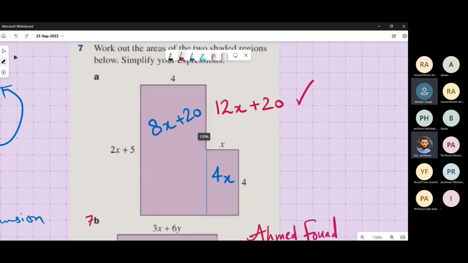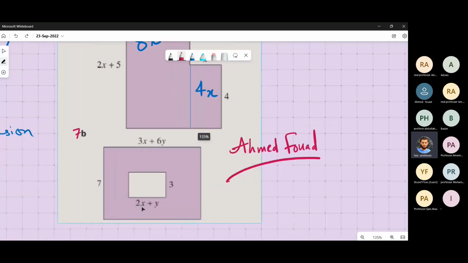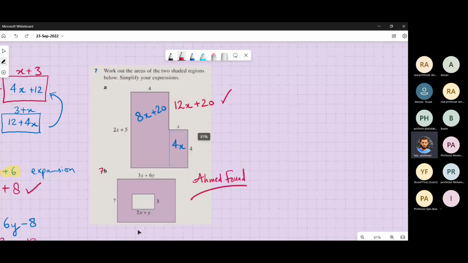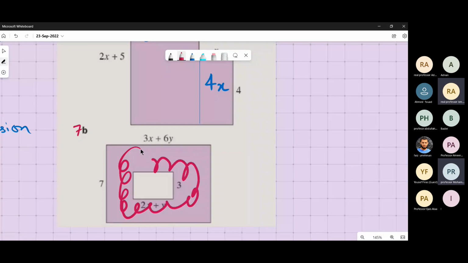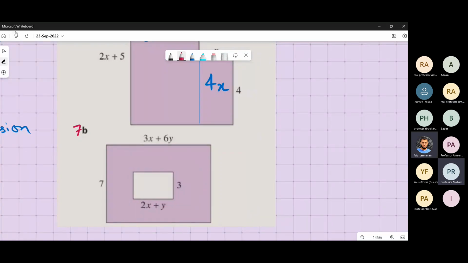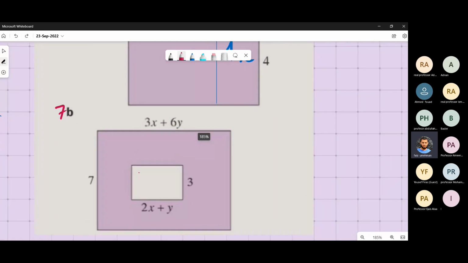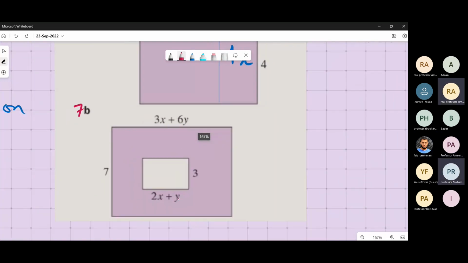Okay, coming back to 7b, we have to find the area of the shaded portion, this purple area. Make it easy. Ahmed Fuad, tell me the answer. Do we minus or add?